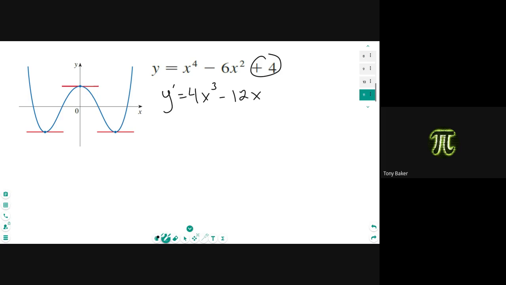Shifting it left and right actually doesn't change my slopes either. All it changes is if we're going to solve for the values where the x would occur. So that will change my answers a little bit for this problem. So that's where that 4 goes. It disappears because it is a 0.